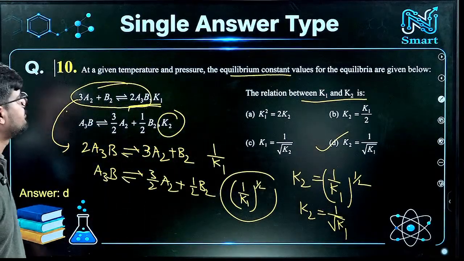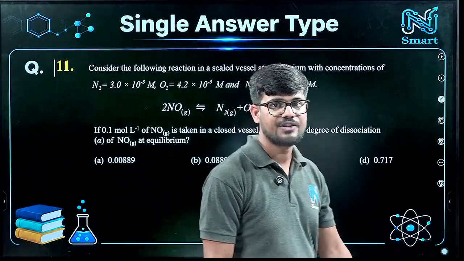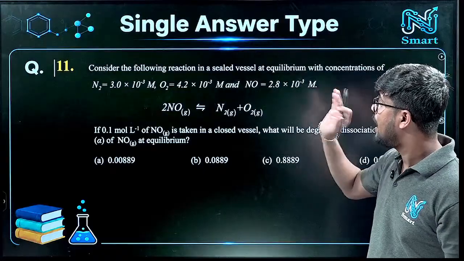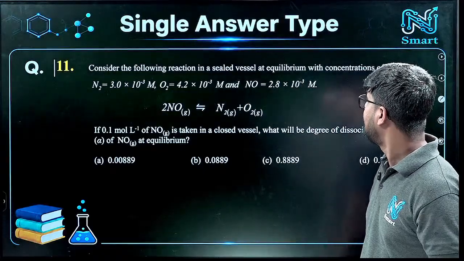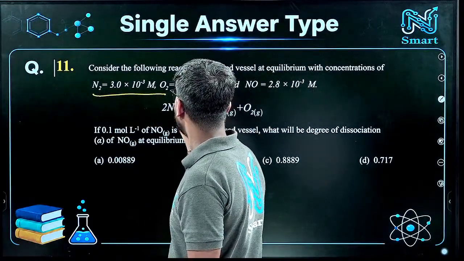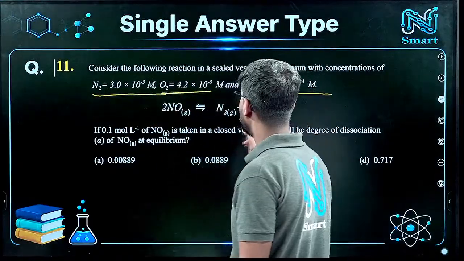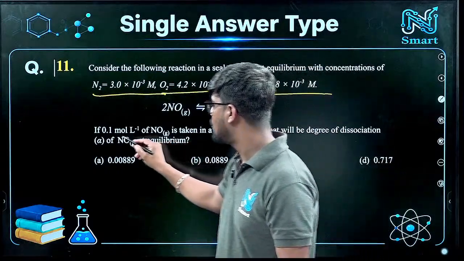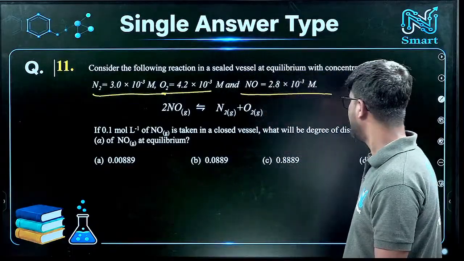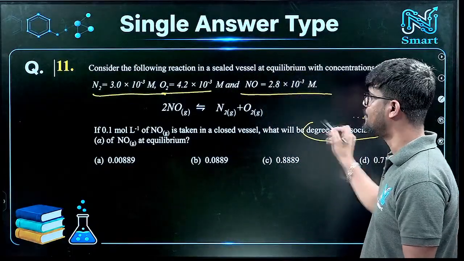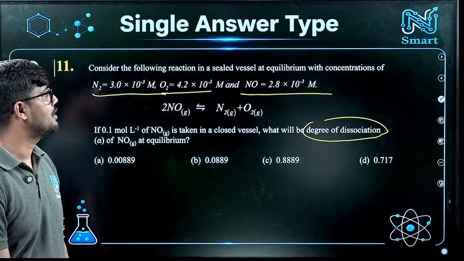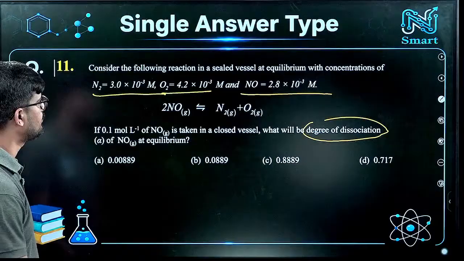Chalo, next question. This one. This is also a calculation based question. How will we find out? These are all equilibrium concentrations, and 0.1 mole per liter, meaning molar NO, is given. Then we have to find out the degree of dissociation. Degree of dissociation we have to find out. How will we calculate this one?